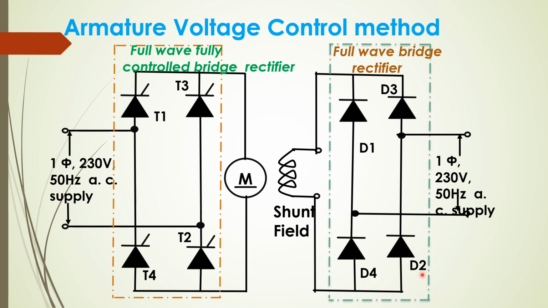Here D1 and D2 will conduct when it is positive half cycle, and D3 and D4 will conduct for the other half cycle, and therefore this is how we control the speed. This firing angle is varied, thereby armature voltage is varied, and hence the speed is controlled. This is an open loop speed control system.